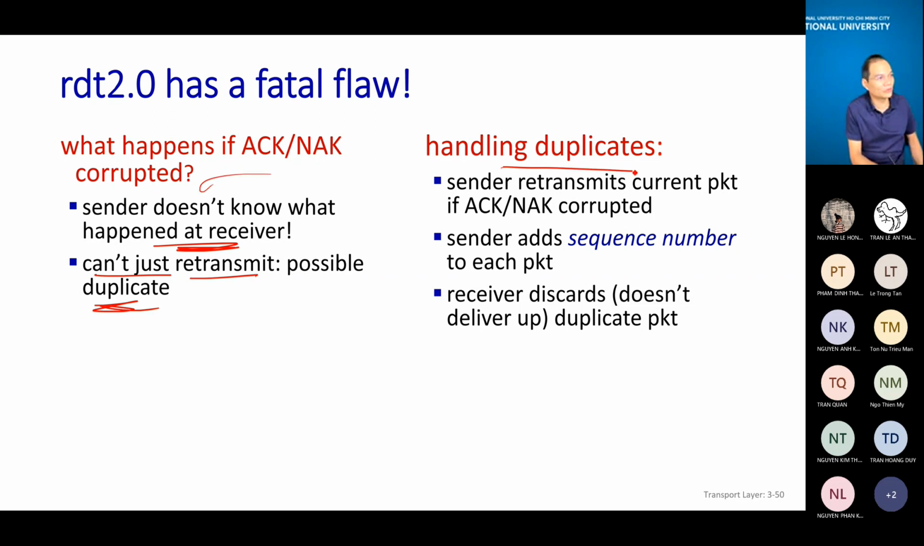Okay, we handle duplicates. So how do we do that? The sender will retransmit the current packet if the ACK or NAK is corrupt. For example, we maintain a timeout. After it sends a packet, it will maintain a timeout, right? And it will retransmit after the time is out.